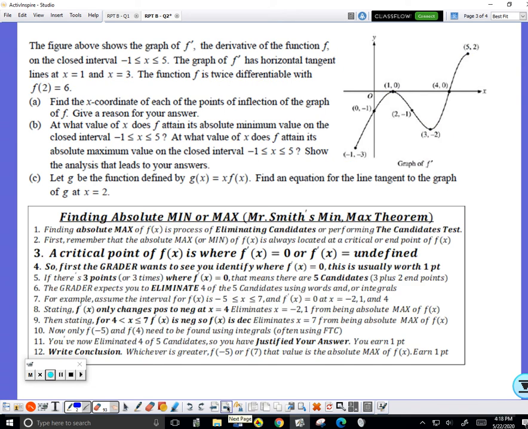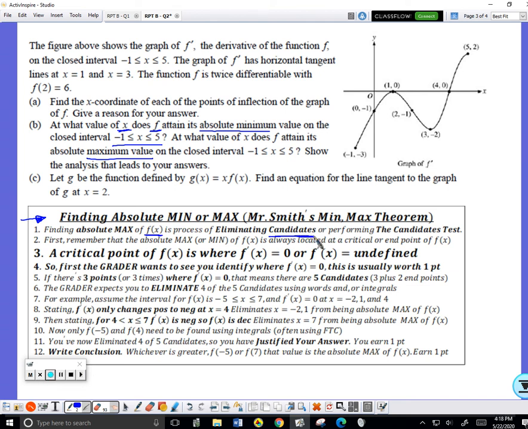Okay, at what value of x does f have absolute minimum value on the closed interval -1 to 5? At what value of x does f attain its absolute maximum value? I'm supposed to find the min and the max. Show analysis. Okay, so I pull out this big chart from my extra golden notes. Trying to find the absolute max of f, I got to get my candidates.